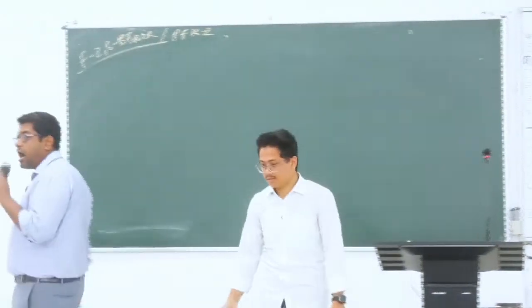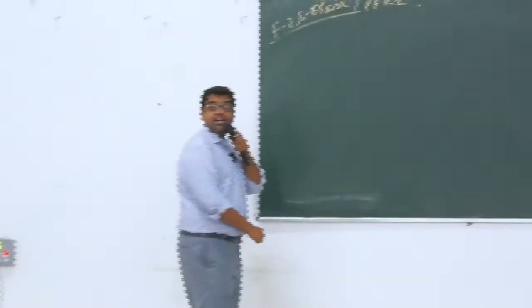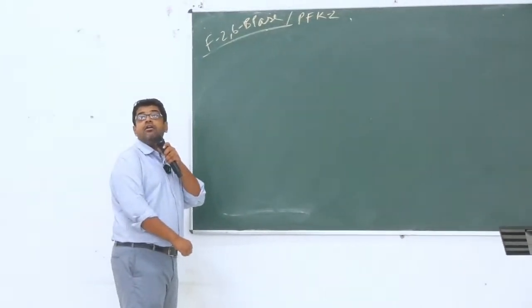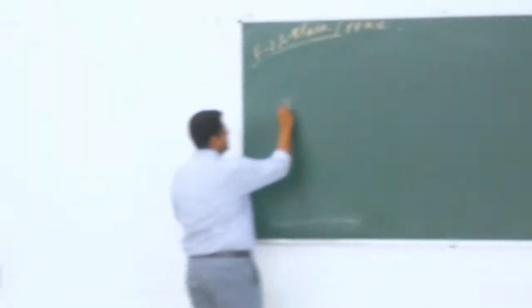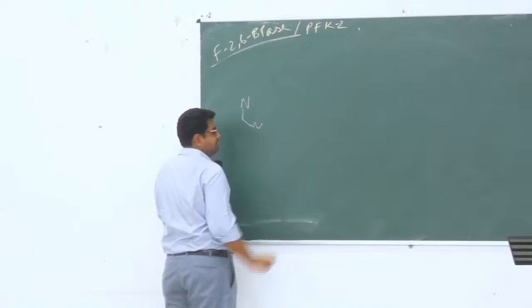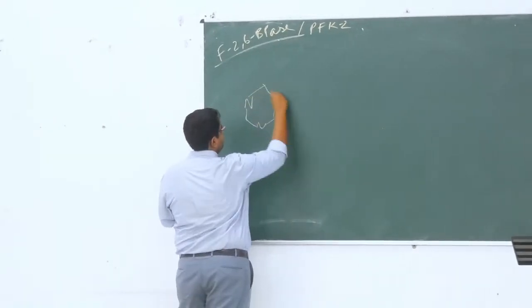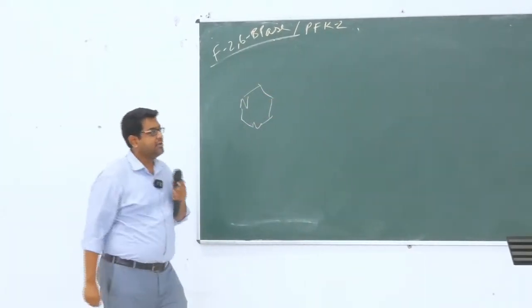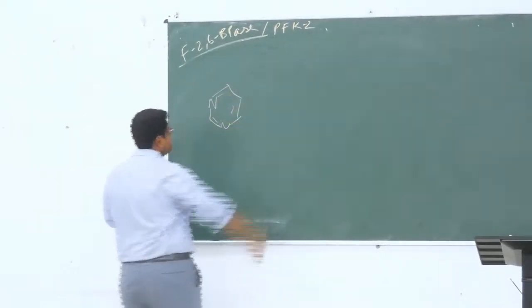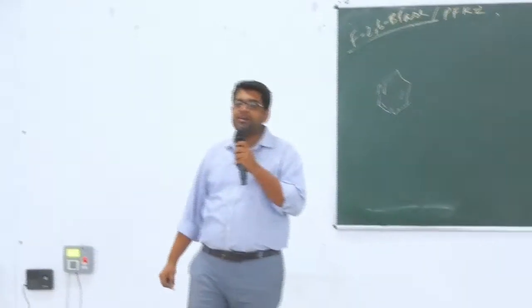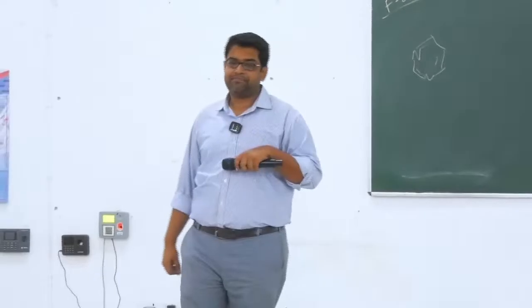Okay. So how do you draw a pyrimidine ring? Again, super easy. It all starts with an N. So N, N, N. Okay. And that's it. That's your pyrimidine ring. As simple as that.